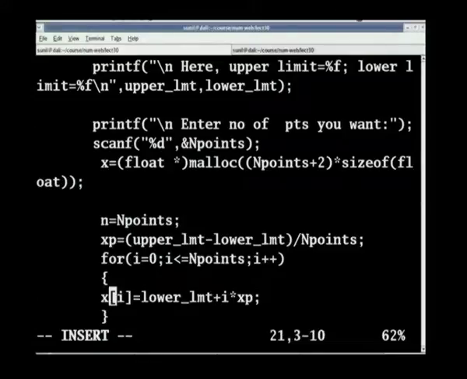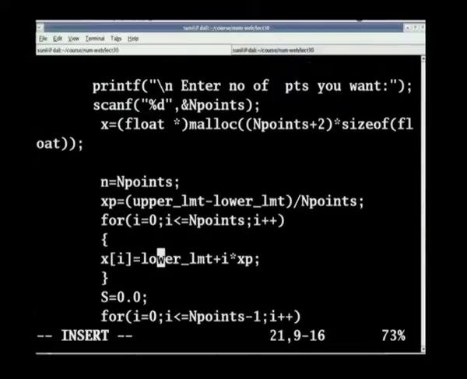The xi values are then lower limit plus I times the interval, where I goes from 0 to n points. So x of I is equal to lower limit plus I times the interval, right. So when I equals 0, x of I is the lower limit, and when I is n points, x of I is the upper limit, because xp is upper limit minus lower limit divided by n points. If I substitute that here, you see that at I equal to n points it is the upper limit, and at I equal to 0 it is the lower limit. So x of I goes from lower limit to upper limit in xp intervals using endpoints. Okay, so that's what it is.